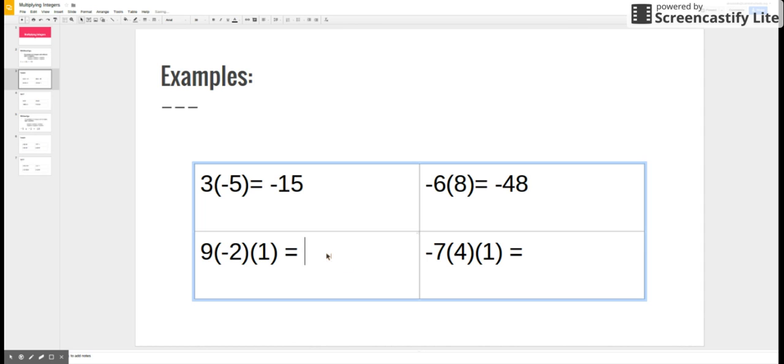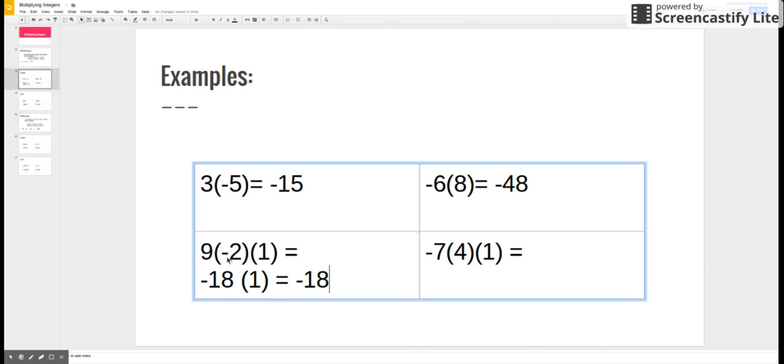All right, here's another example. Now here we're going to take this step by step. So I have 9 times negative 2, which gets me negative 18 because it's a positive times a negative. Now I have negative 18 times positive 1. Negative 18 times positive 1 is actually going to get me negative 18 again because it's a negative times a positive.